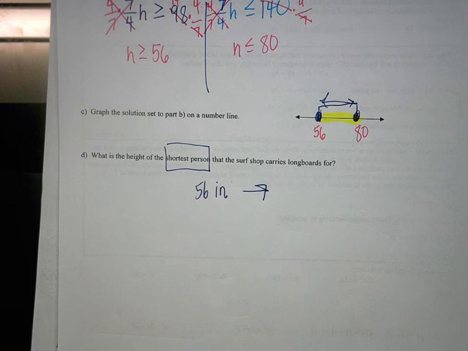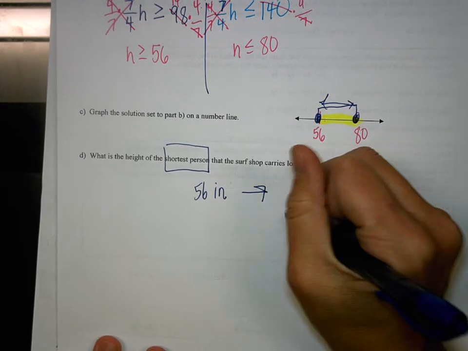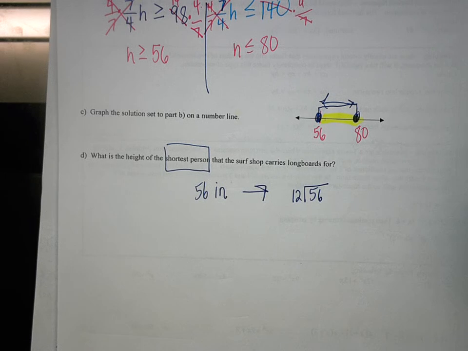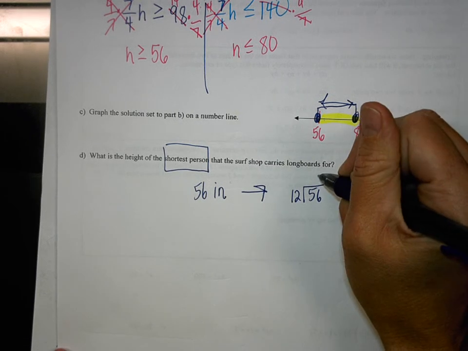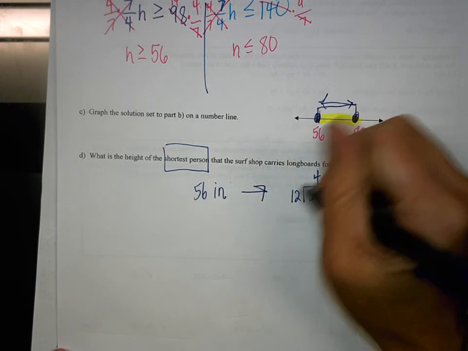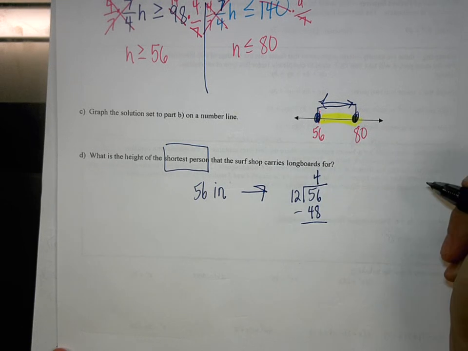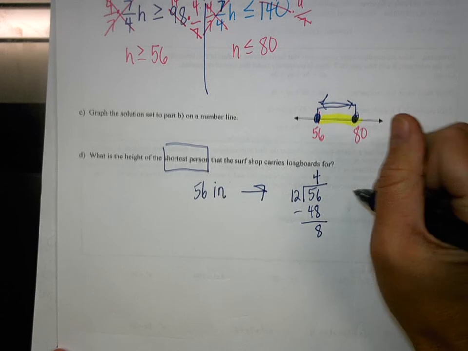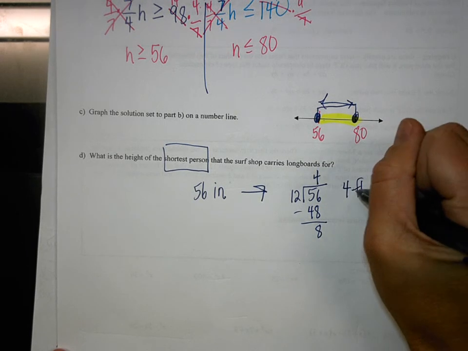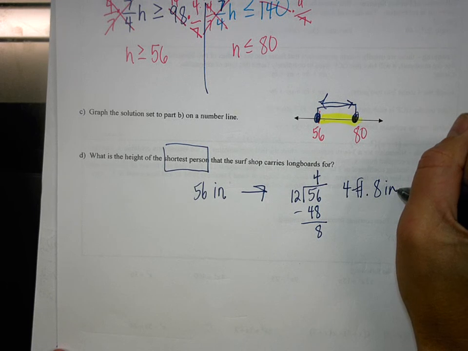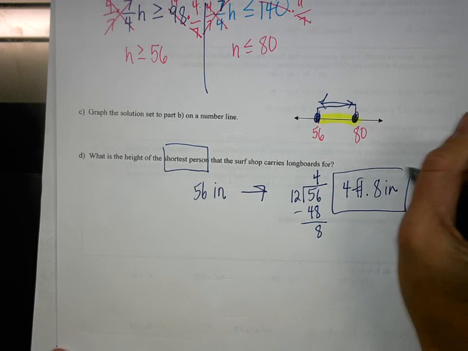Divide by 12. Okay? 12 goes into 56. How many times? 4 times. 12 times 4 is? 48. Subtract, and there is 8 left over. So this would be 4 feet, 8 inches. Okay, questions?